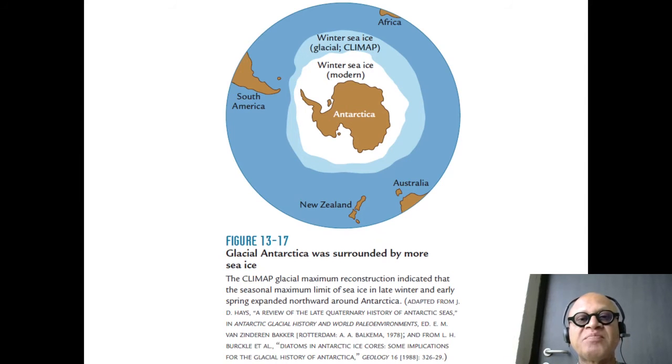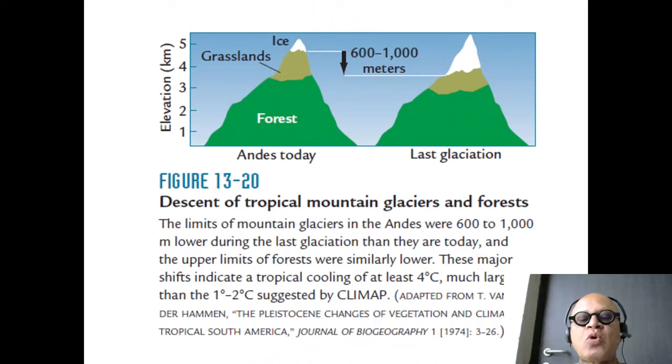ITCZ would have been different because the glaciers came down so deep into mid-latitudes. And of course the winter sea ice, again reconstructed based on various paleo proxies like delta O18, benthic forams and other things. The modern sea ice extent is shown here, and the winter sea ice extent during the glacial maximum would have been obviously much larger because the entire planet would have been much colder.